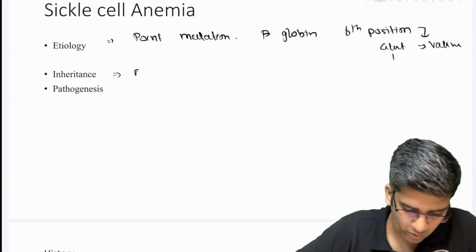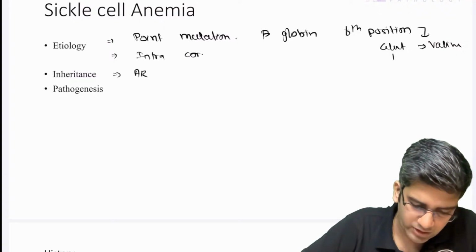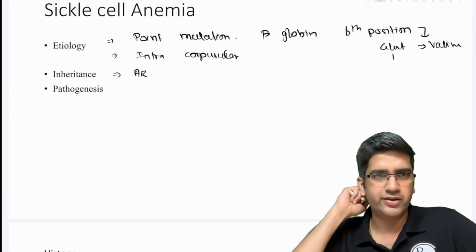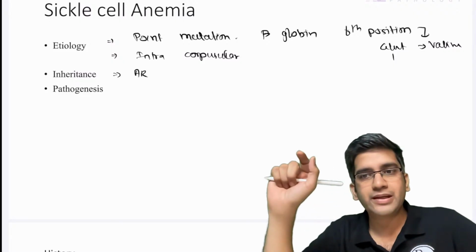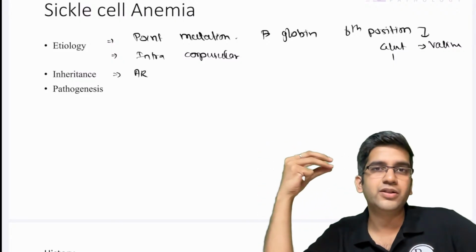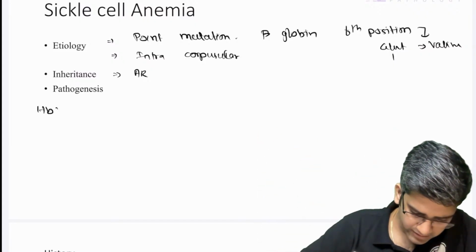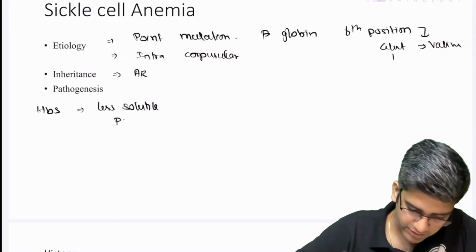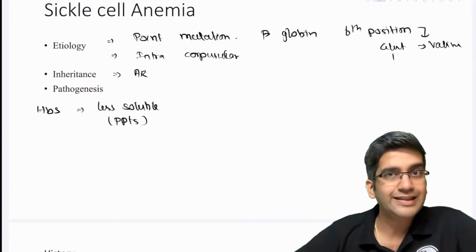Inheritance, it is obviously an autosomal recessive inheritance. It's also an intracorpuscular defect. There's a problem in the hemoglobin, so it has to be an intracorpuscular defect, right? So the pathogenesis is due to my change. Since glutamic acid becomes valine, I'm going to have a hemoglobin which is less soluble, right? So because of the mutation, it becomes less soluble. So it becomes a precipitate. Obviously, anything less soluble will become a clump or a precipitate. This is the problem, right?